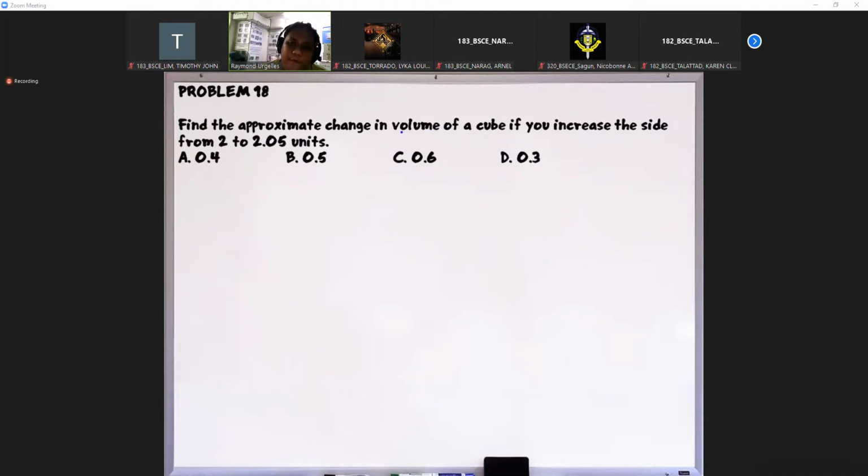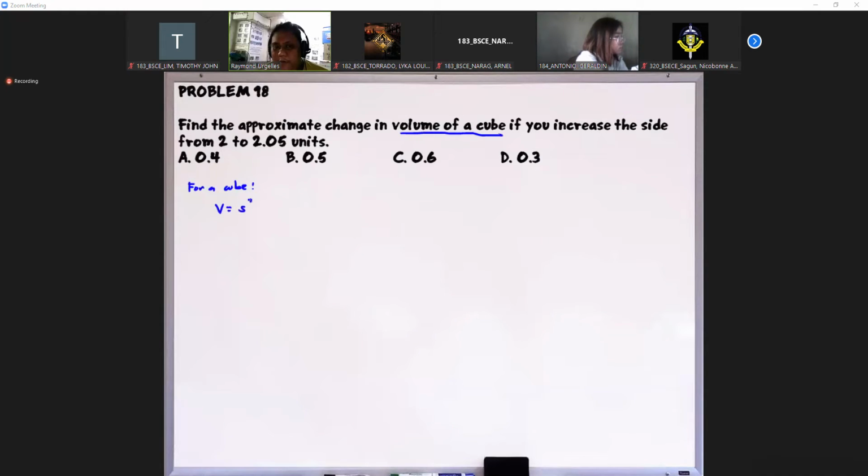So ano yung sinosolve? Volume ng cube. 'Di ba? So alam natin yung direct formula niya, from geometry. So again, importante rin yung mga direct formula. So volume is equal to the measurement of the side raised to the third power. Okay, so therefore, since we want the approximate change in volume, we just get dV. So then this will be equal to 3s squared ds.